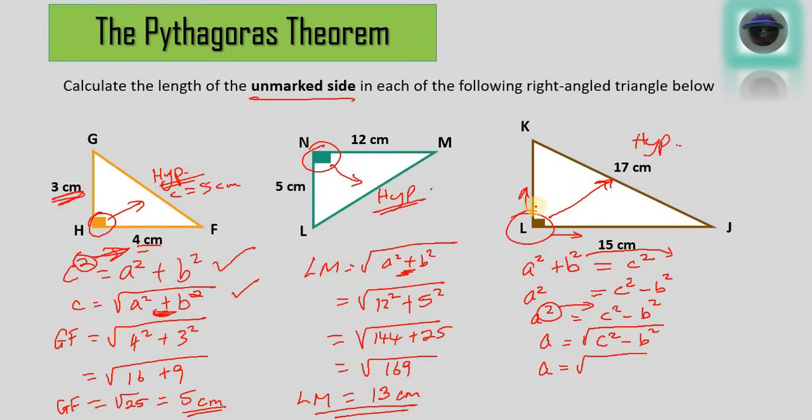But when you're finding the shorter side, you do what? Subtract. As you can see here, we're subtracting. But when we're subtracting, we always want to put the hypotenuse first, as indicated by this formula that we derived from the original Pythagorean theorem. So square root of c squared, which is the hypotenuse squared, always put the bigger number first.